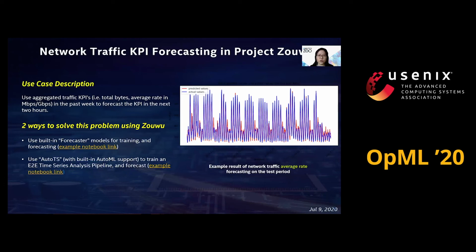We have provided 2 notebook examples to show how to use the Zhou APIs to solve this forecasting problem. One is to use the built-in forecasters, and the other is to use the AutoTS module, which has AutoML support. This reference case is so close to reality that some of our customers have built their own applications from these reference notebooks just with slight modifications.